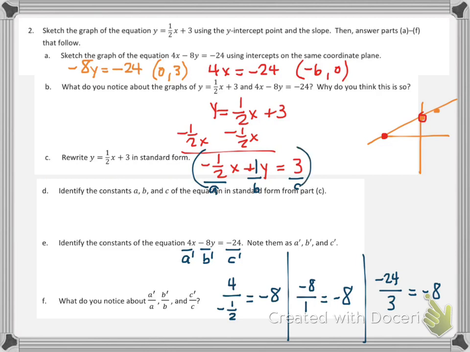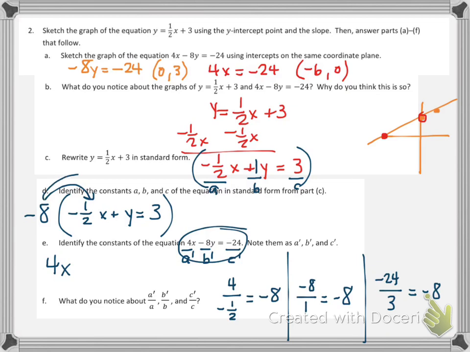That means I could take this equation right here, this negative 1/2 x plus y equals 3, and I could multiply through by a negative 8, and it should give me my other equation. And let's see if that's true. Negative 8 times a negative 1/2 is a positive 4x. And then a negative 8 times y is a negative 8y. And then a negative 8 times 3 is a negative 24. So yes, that's true. I just multiplied through by a constant, and that gave me an equivalent equation, kind of like an equivalent fraction.